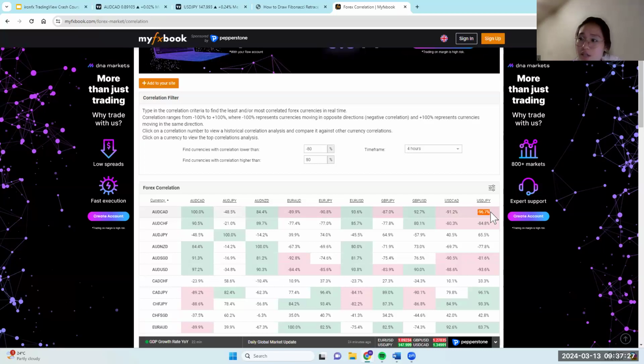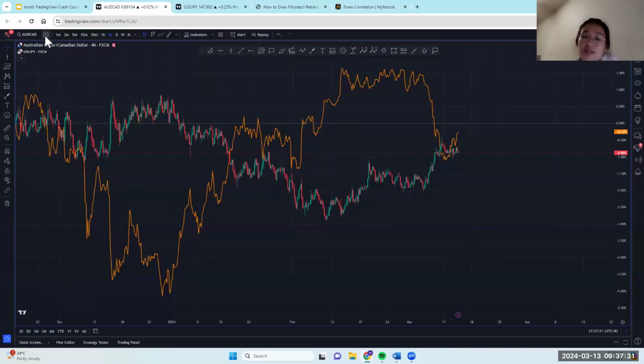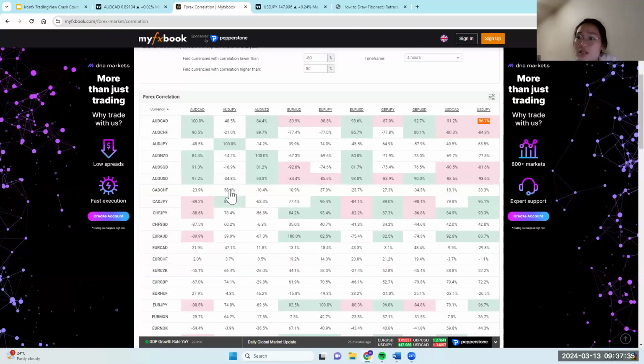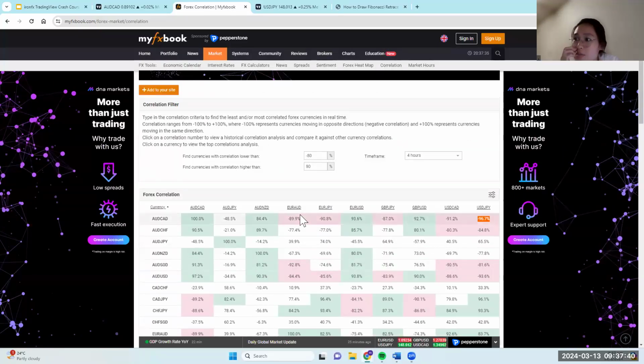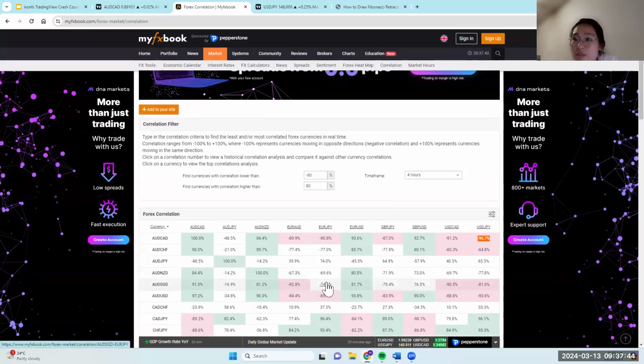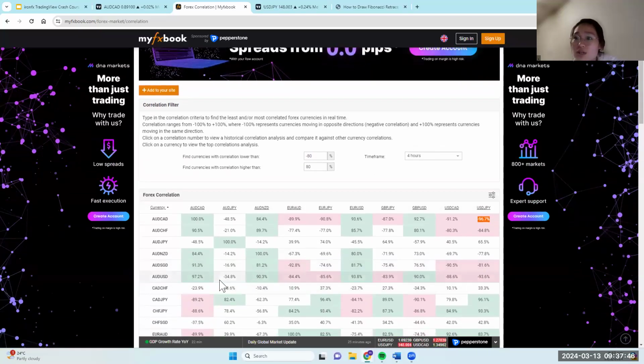So that's basically what this plus symbol is for. It's quite useful when you use it in conjunction with this table here. So that's for our negative. Maybe I'll do another example for a positive correlation. So here we have AUD USD and AUD CAD being 97.2% correlated.